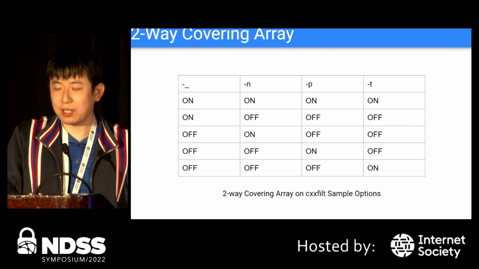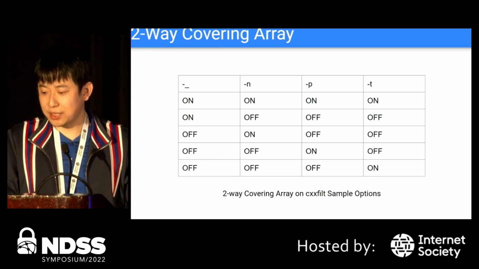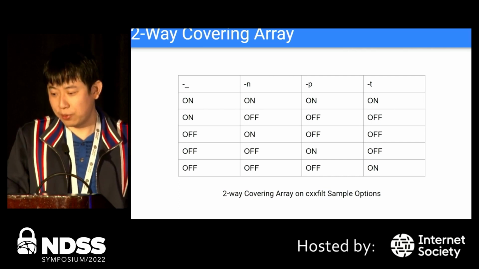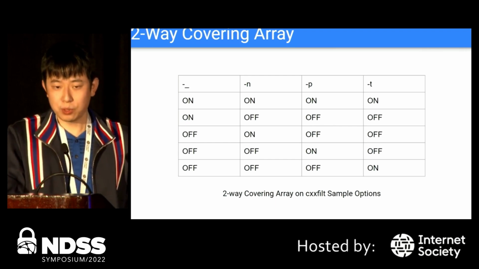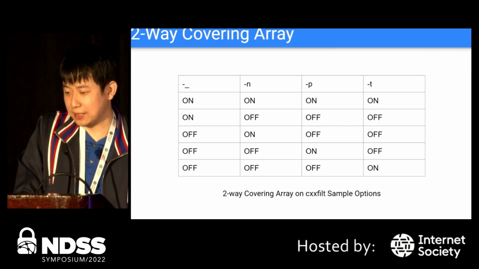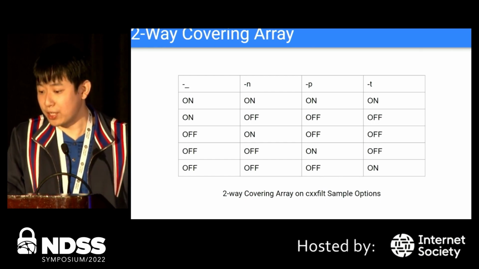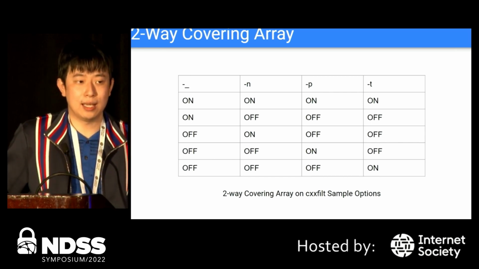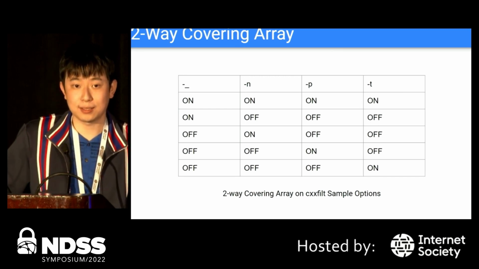The property of a 2-covering array is shown on this table. On this table, for simplicity, I took four Boolean options from the CSV field. So with a 2-covering array, each pair of option settings will appear at least in one sample configuration. This is the reason why we use the covering array as a sample approach for one of our baselines.